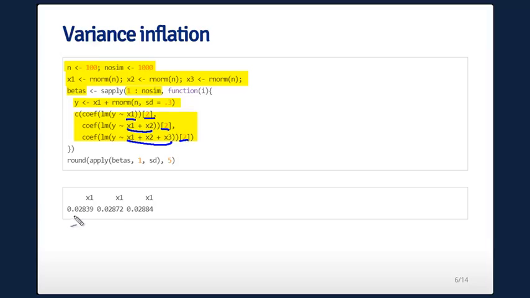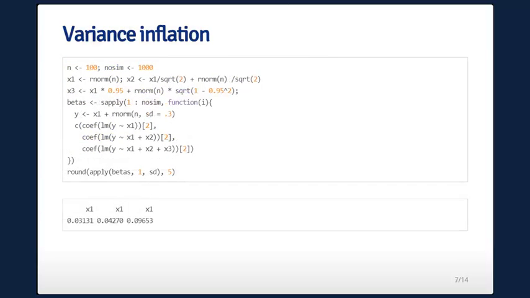And what you can see is in the first case, where we only have x1, we get a standard error of 0.028. Then it goes up a little bit higher, 0.02872, if we include x2 in the model, and then it goes up even a little bit higher if we include x3 in the model. That's the variance inflation.